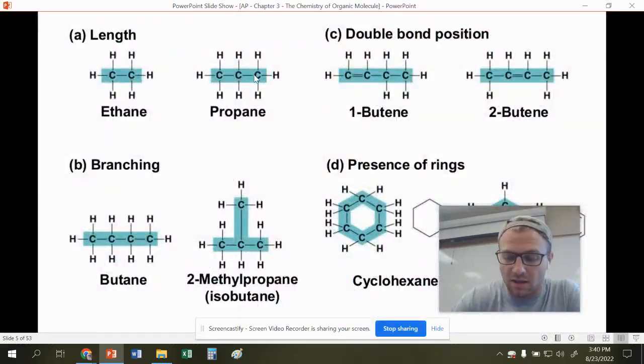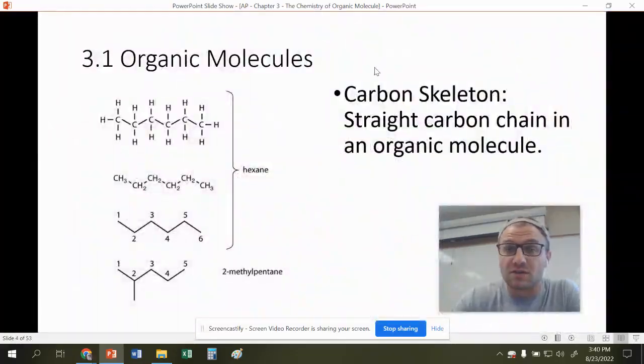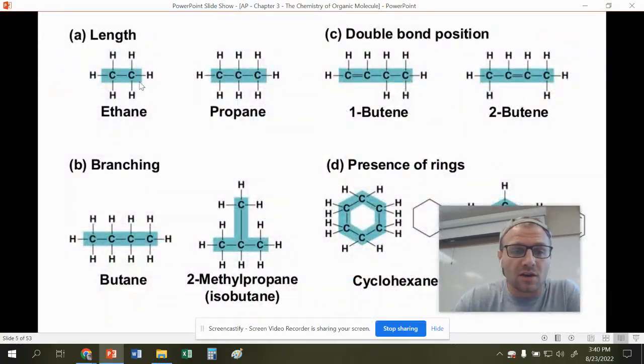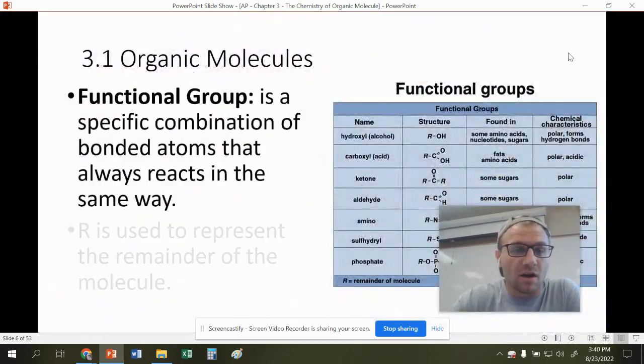Notice, again, this is 3.1, so this is the first day of notes. You can see other carbon skeletons here. They can form rings, and they can form tons of different structures because they bond with other elements so easily. Obviously they bond with other elements, but mainly in the macromolecules, we're going to be looking at those 6 elements. All right, functional groups.